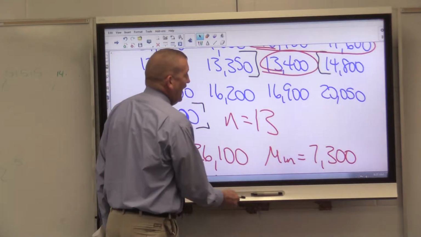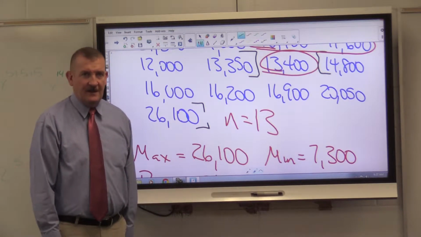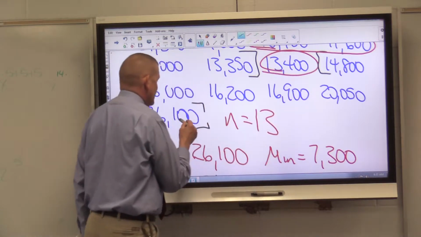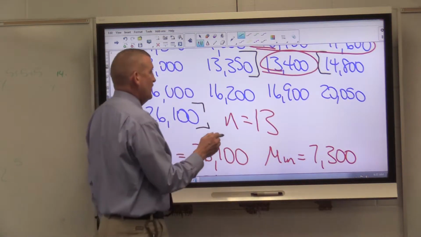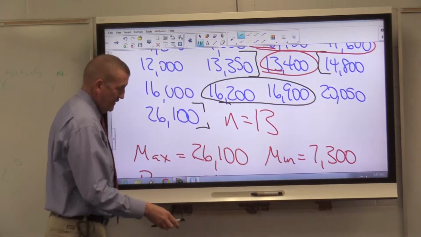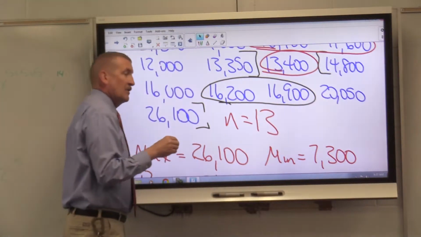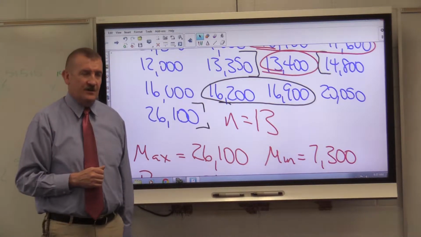Our upper quartile is going to be the median of the upper 50% of your data. Well, I have, again, 1, 2, 3, 4, 5, 6. I have 6 numbers in my data set. So the two middle numbers are right here. Notice I have 2 below and 2 above. So my third quartile, again, is the median of the upper 50% of your data.